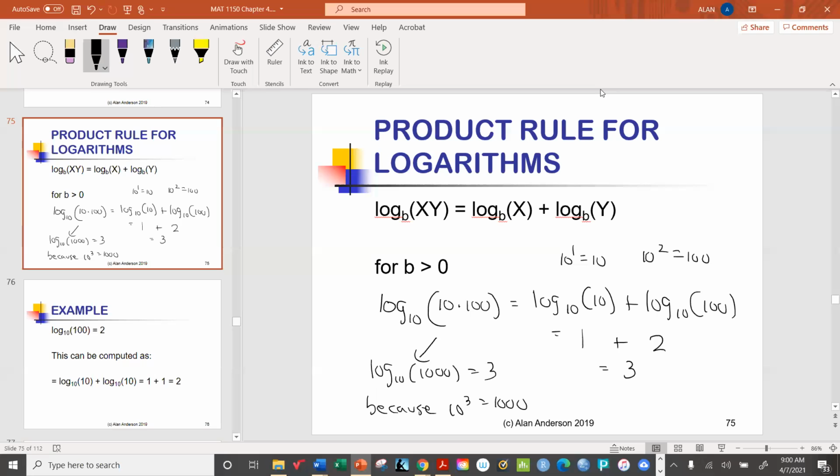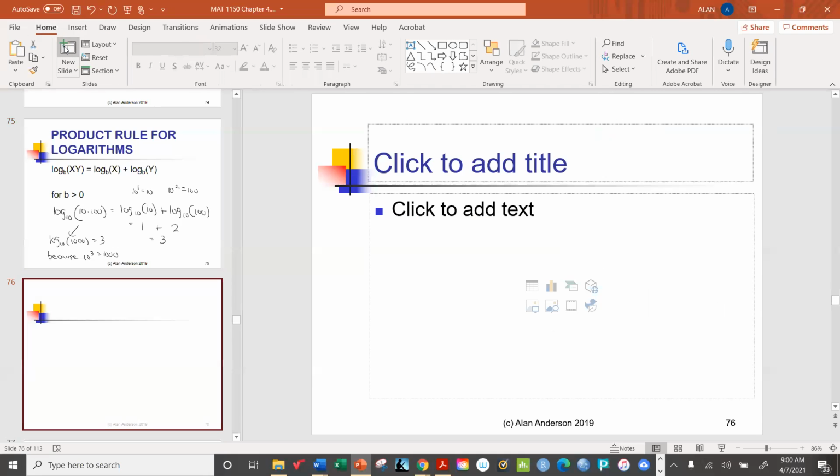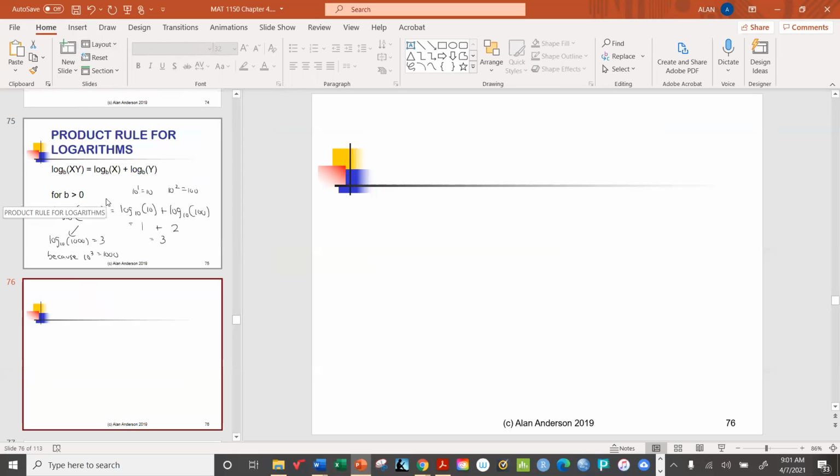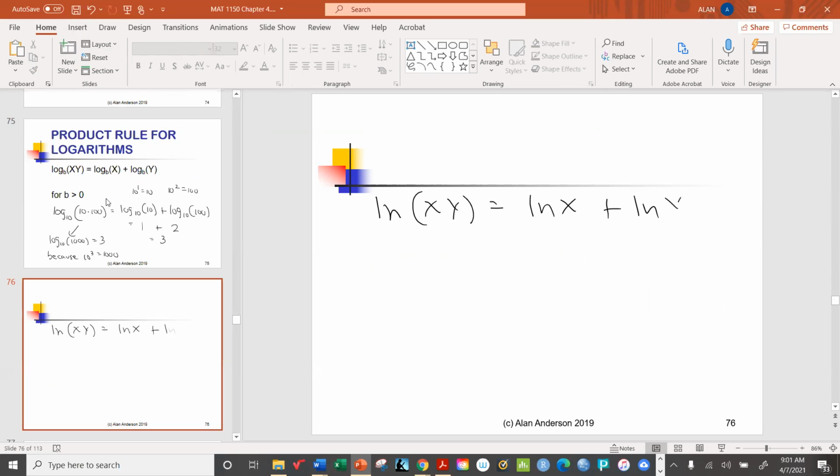Now, if you have natural logs, it also works for them as well. So for example, let's say we had natural log. You could just write it like this. You don't actually need parentheses around these x's and y's. Usually we reserve that for messy expressions. They can be written like this. It means the same thing.